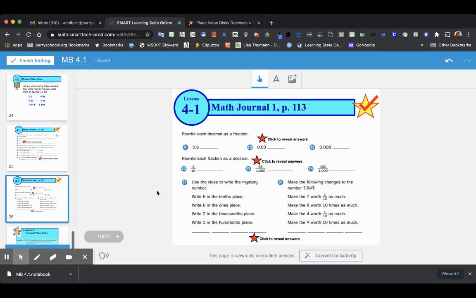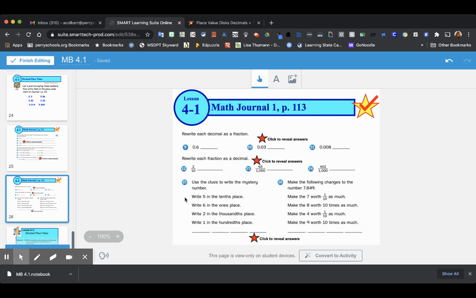On 12, 13, and 14, you're going to write those as a decimal, again using that chart to help you. So I see 2 tenths. So I know the 2 is going to be in the tenths place. So I would write 0.2. And then 15 and 16, these are a mystery number.